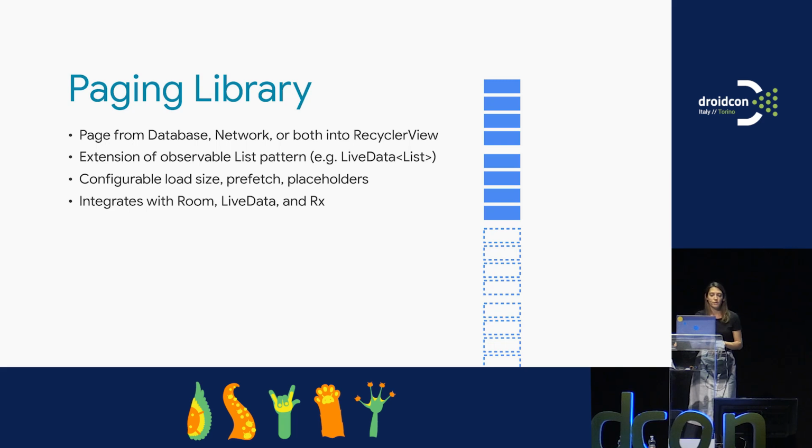So overall, the paging library gives us a lot of things. It allows us to page data from the database, from the network, or both, and display that data in a RecyclerView. It's actually an extension of the observable list pattern, so having a list, live data of a list. Next, it allows us to configure the load size, the prefetch, whether we want to have placeholders or not, and so on. And then it also integrates with Room, with LiveData, and RxJava.